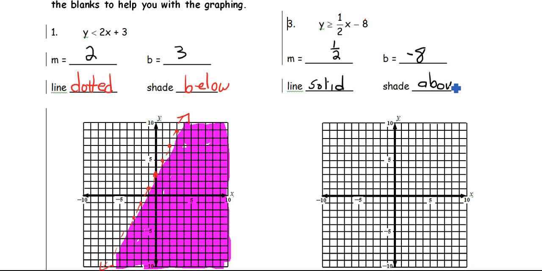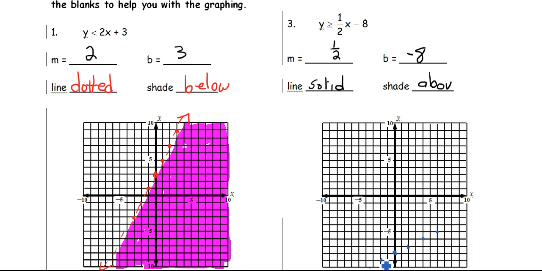So I'm going to go to -8, and since I know I'm going to be shading above, let's go ahead and do a blue. I'm going to go to -8. Now I can take that 1/2, and that tells me I go up 1 over 2. Up 1 over 2. I even do this, down 1 over 2 this way.